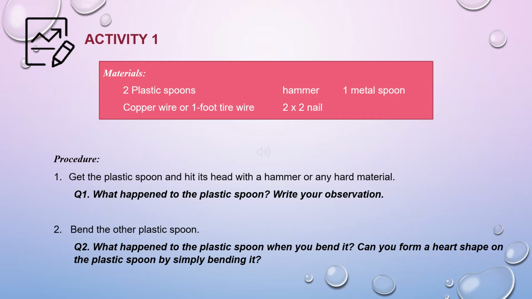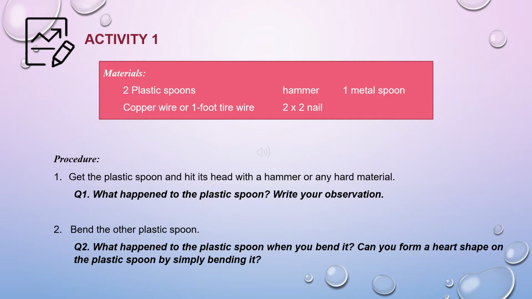Let's proceed to the first activity of this lesson. So please prepare the following materials. We have 2 plastic spoons, copper wire or 1-foot tire wire, a hammer, a 2x2 nail or any size of nail, and 1 metal spoon. Procedures, number 1, get the plastic spoon and hit its head with a hammer or any hard material. Kunin ninyo yung plastic na spoon and then i-hammer nyo.